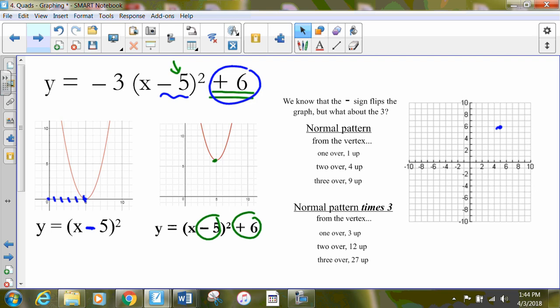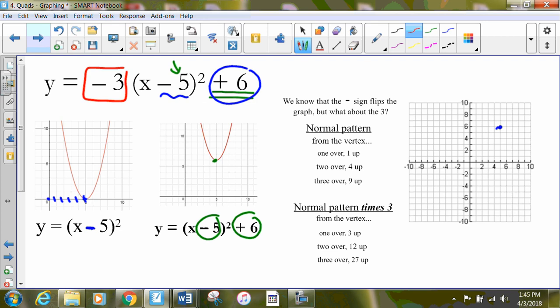And then I noticed that this -3 messes with my pattern. Every quadratic has the same pattern, and if there's something in front of the x squared, that's going to mess with our pattern. So normally when I move one to the right or one to the left of the vertex, what do I do? That's right, I normally go up one, but in this case, instead of going up one, I have to do 1 times -3, which means -3, so that's go down 3.